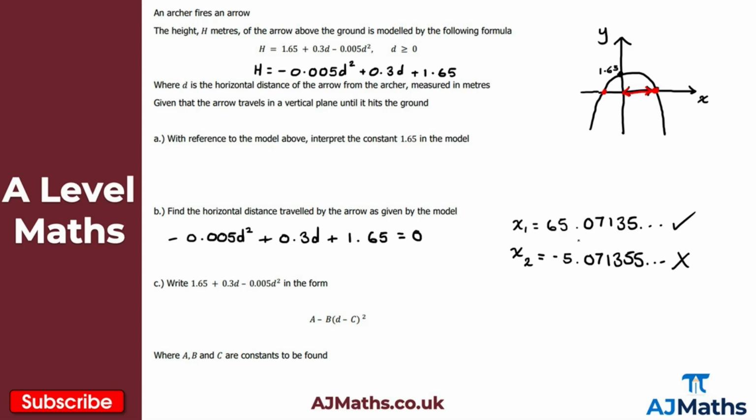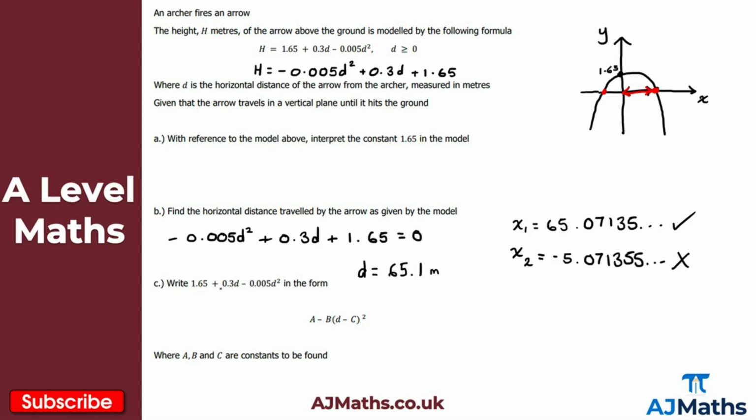So that's the distance, but let's give this to a sensible degree of accuracy here. So the horizontal distance travelled by the arrow, as given by the model, so this will be d in this case, if we give this to one decimal place or three significant figures, this will be 65.1. And we measured here in meters for the horizontal distance, so 65.1 meters there. Okay, and that's all we need to do for part B.